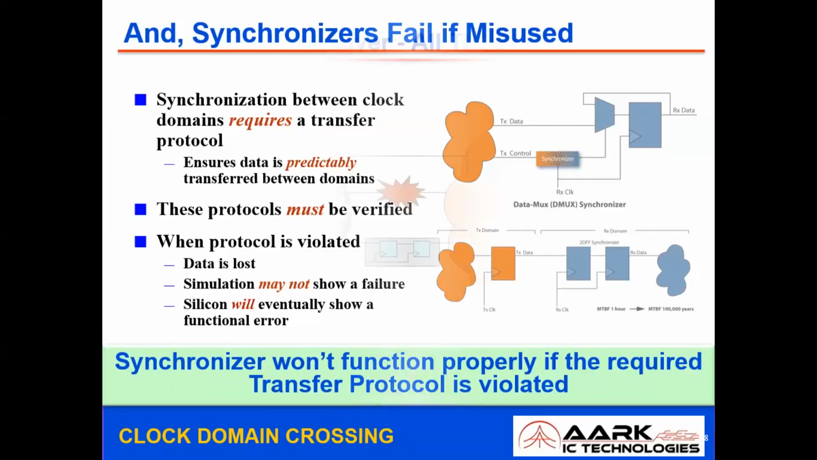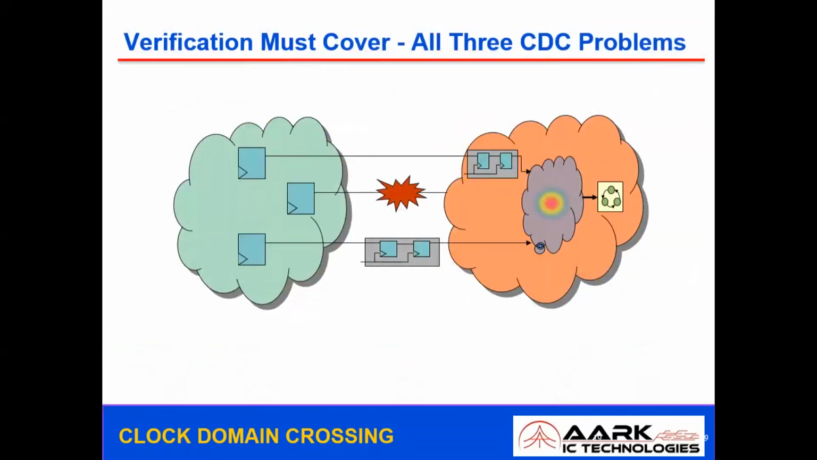So what else do we require? First, the verification environment. Whether it is assertion-based verification or formal verification techniques that you adopt, it has to make sure that it covers three problems. The first one is the missing sync problem. What are the signals that are missing synchronization? That we first need to identify.